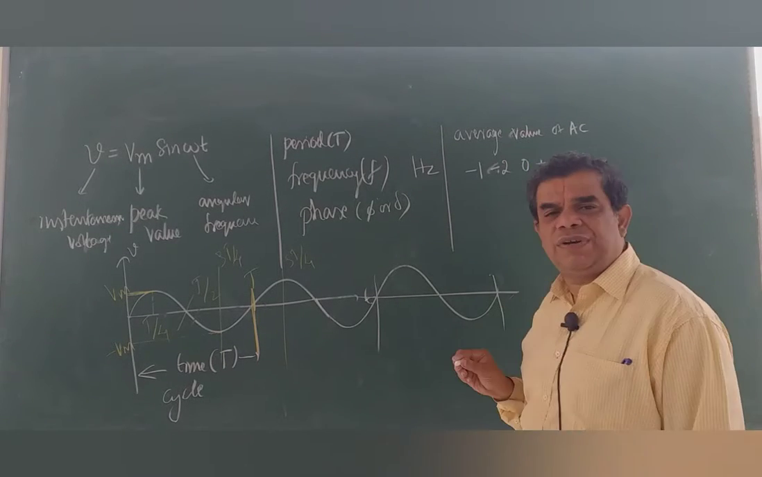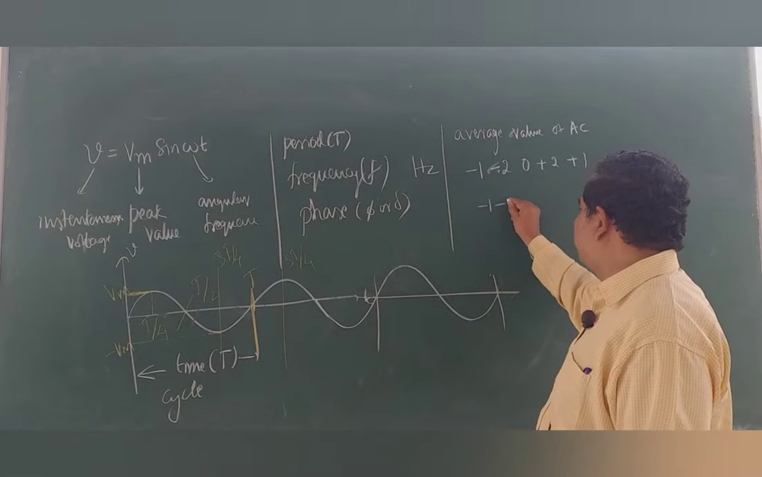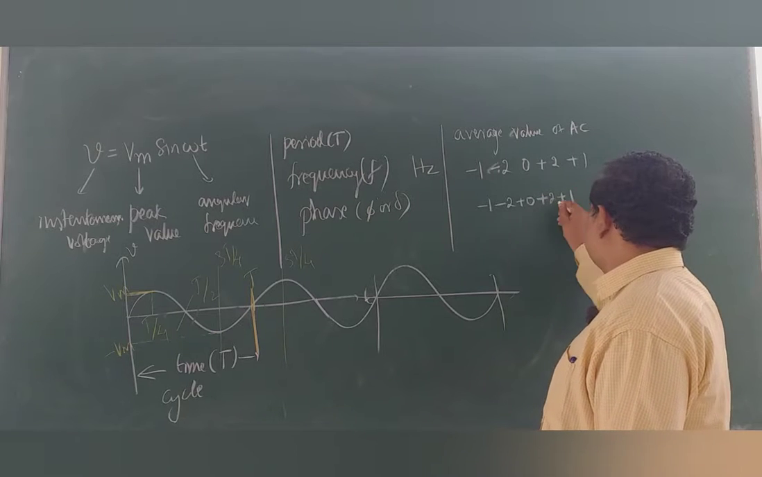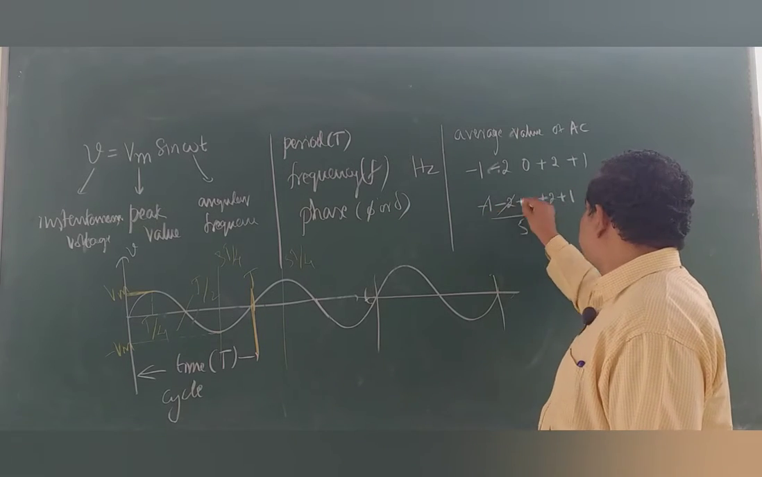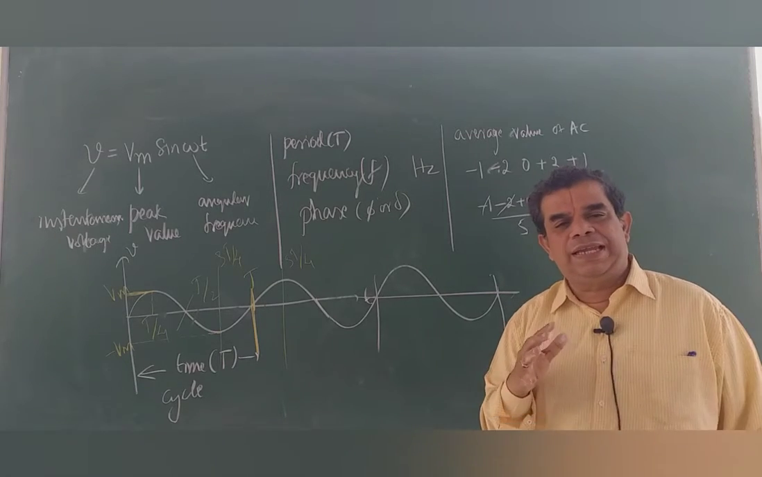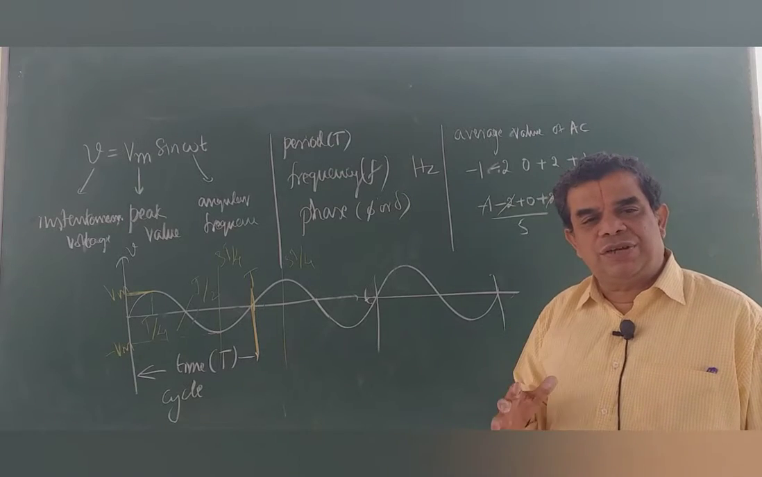If we take the average of all these things, we get 0, because -1, -2, +0, +2, +1 divided by 5 amounts to 0. That means where equal positive and negative values are there, their average is always 0.